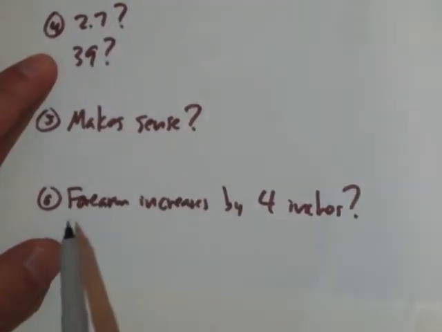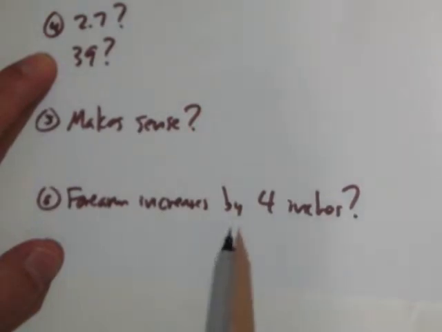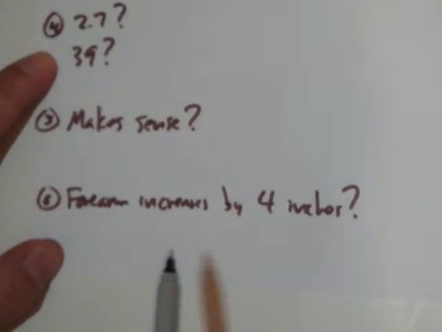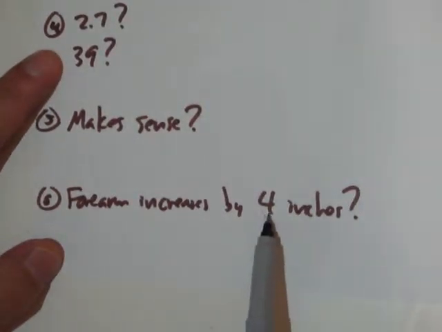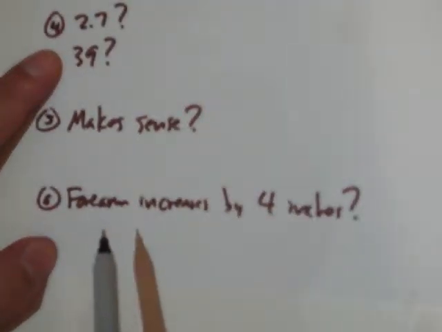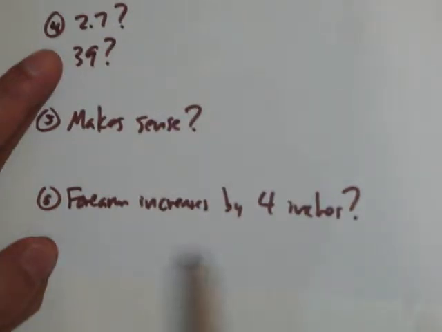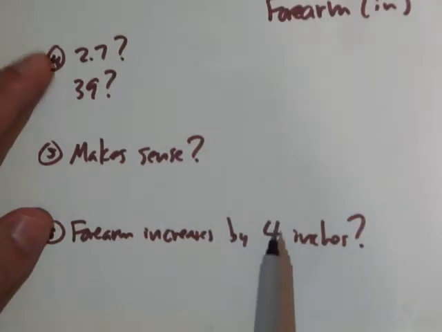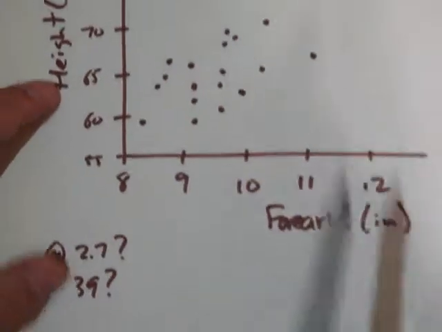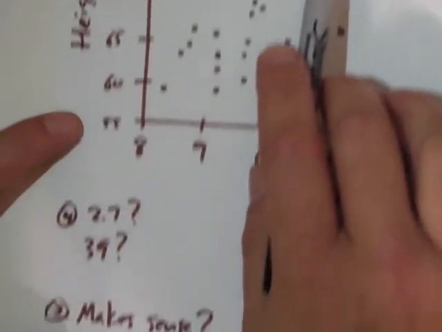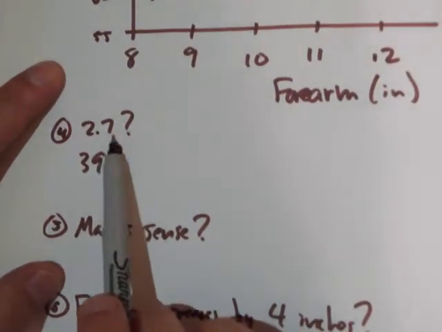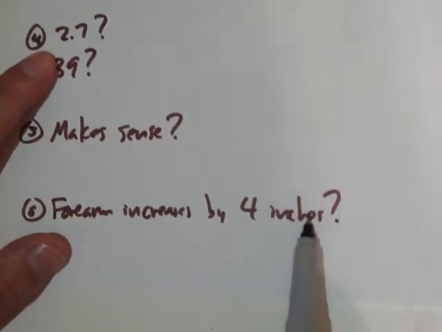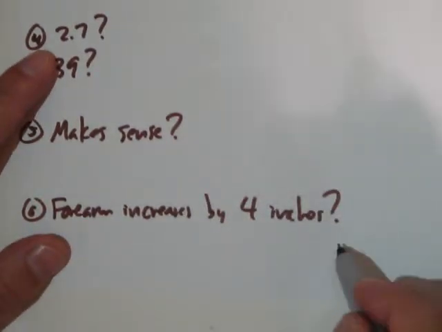Last one. If your forearm increases by 4 inches, then how much would your height increase? They didn't really give us a place to start. They didn't say you went from having an 8-inch forearm to a 12-inch forearm. But it doesn't really matter because, remember what the slope was all about: every time you increase 1 inch, you increase height 2.7 inches.